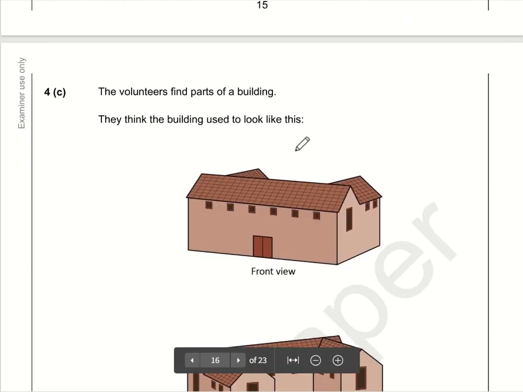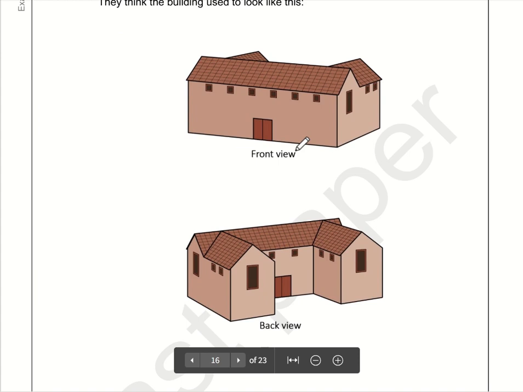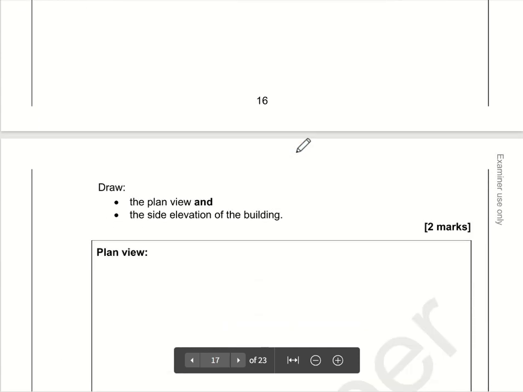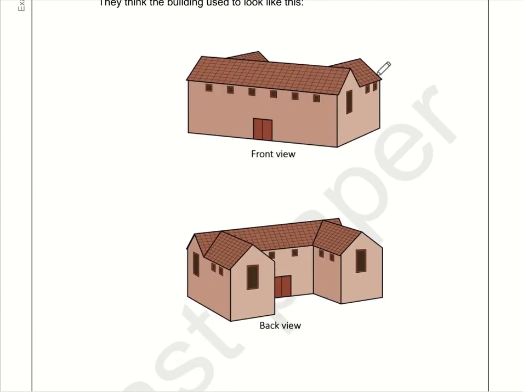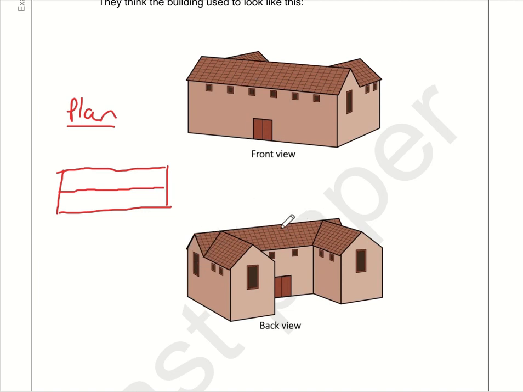Okay, so the volunteers find parts of a building. Very interesting. We need to do the plan and the side elevation. The plan is the view from above. If we're looking at it from above, then we will just see the roofs. So for this roof here, I'll do the plan up here so I'm not scrolling up and down. The roof, we will see as a rectangle. Now we can see that there is an edge along here, so that will be represented by a straight line like so. This is simply the plan view of this long part here.